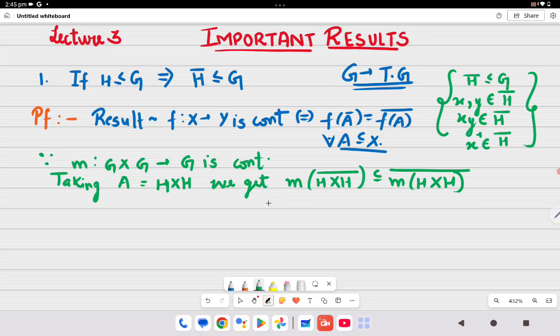Now observe that what is A cross B closure? It is A closure cross B closure. So that is contained in M of H cross H whole closure. अब क्योंकि M of H cross H, you can easily observe this that it is nothing but H. So we are left with H closure.